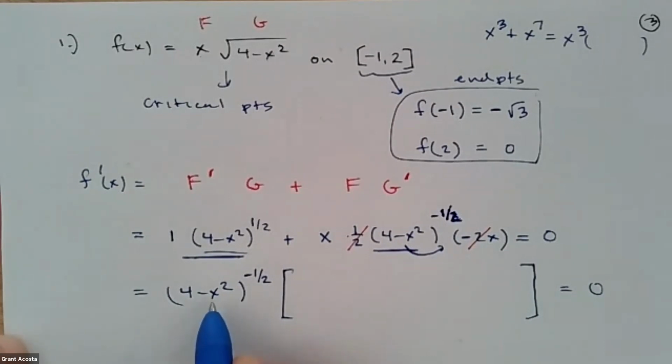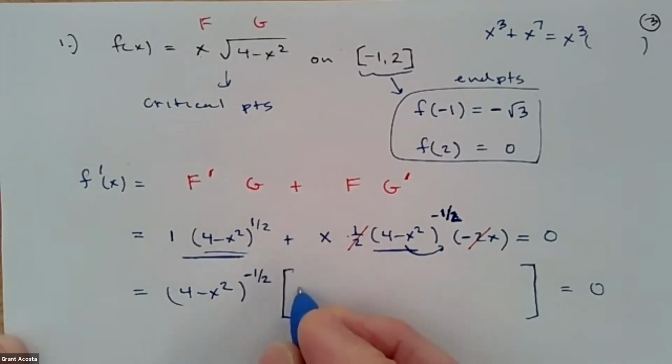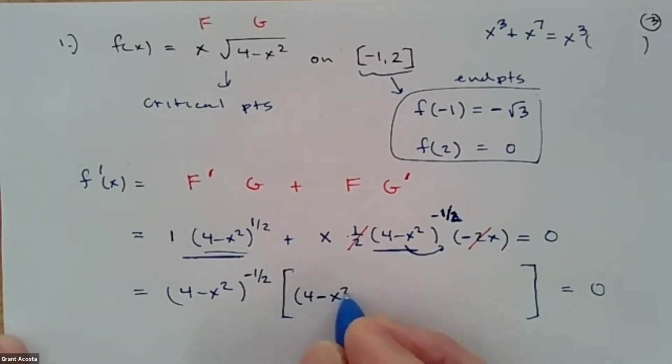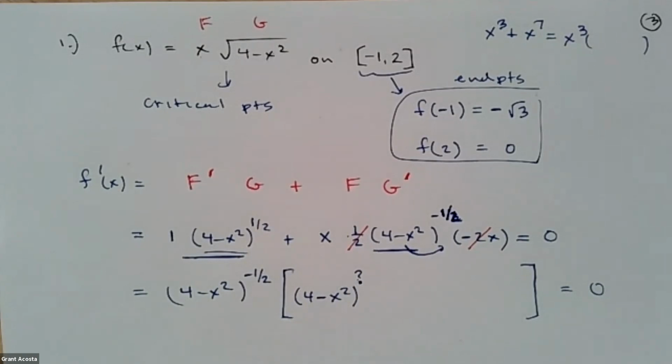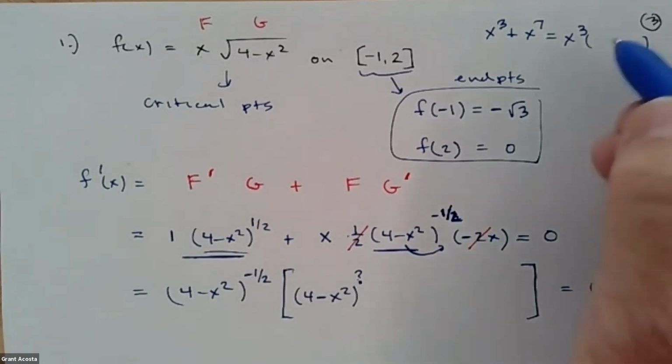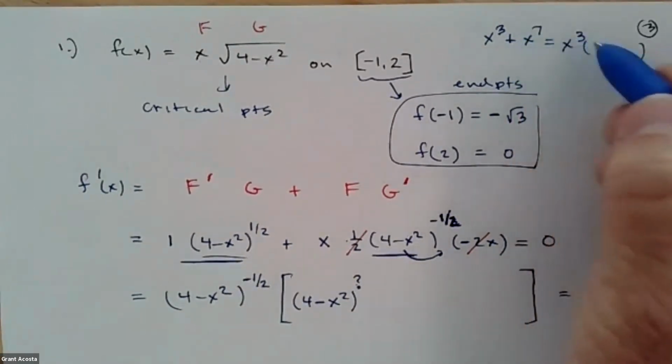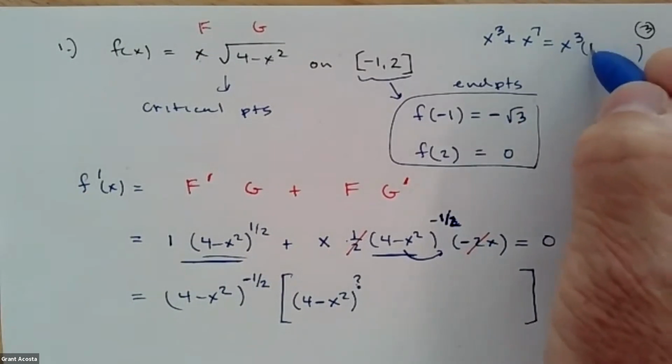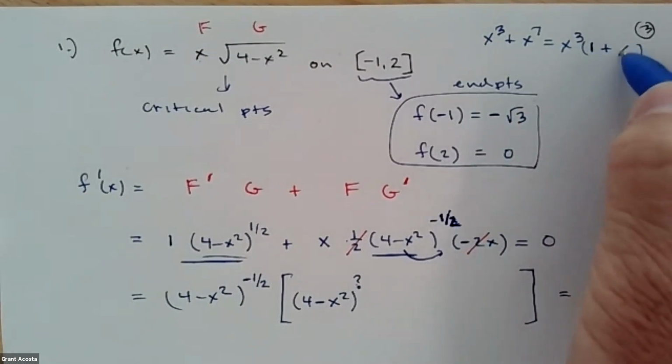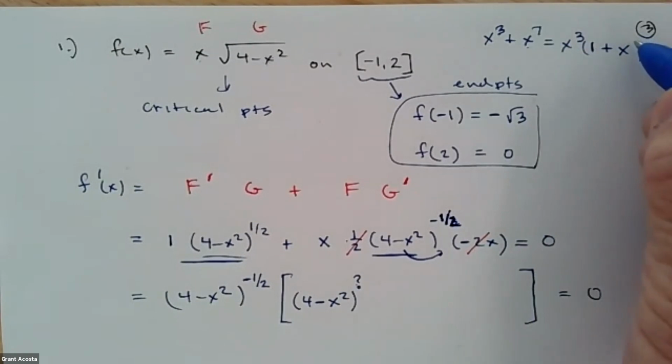Now the question is, if I pull out 4 minus x squared to the -1/2 from 4 minus x squared to the +1/2, that's got to leave a certain power of 4 minus x squared. The question is, what power? Well, I can explain this a couple of ways. Let's go back to this example up here, x cubed plus x to the 7th. If I take out x cubed from x cubed, that just leaves 1. But what power of x would be left when I take out x cubed from x to the 7th?